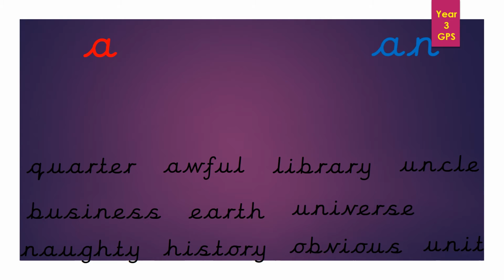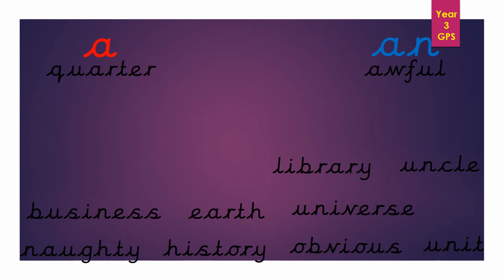I wonder if you can put the words in the right columns. Do they need the word a before them or an? Can you say why they belong in each column? Quarter, because it begins with a consonant and not a vowel. What about the next word? Awful begins with a vowel sound, so it needs to have an before it. What about the next word? Library. Of course, it begins with a consonant.